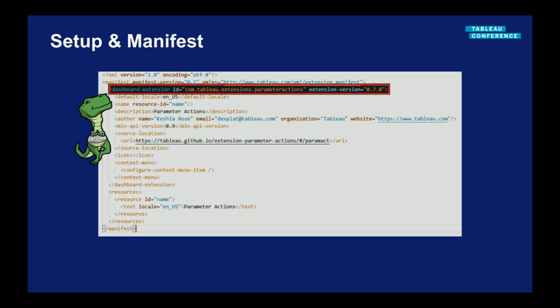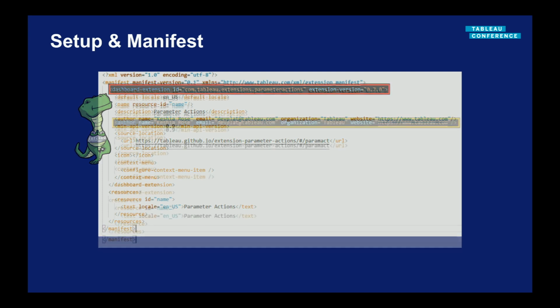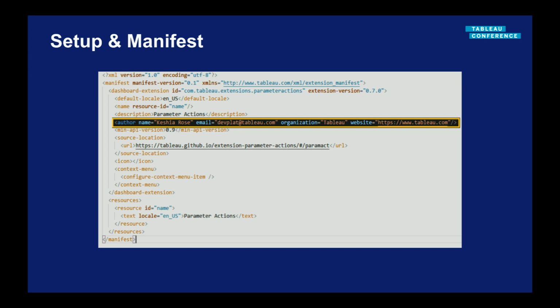The other attribute in this tag is extension version, which will let you version your extension. So in case you are adding more and more features later on, you can increment the versions here. And the second tag is your author tag, where you will provide information about yourself, who is the developer, the email, their website, and organization. So your users can know who made this extension. It is kind of like bragging rights.